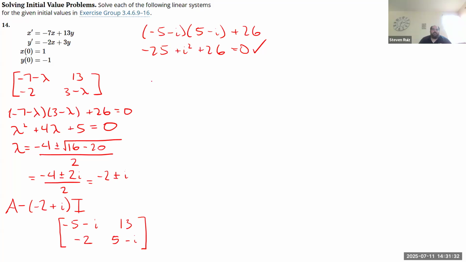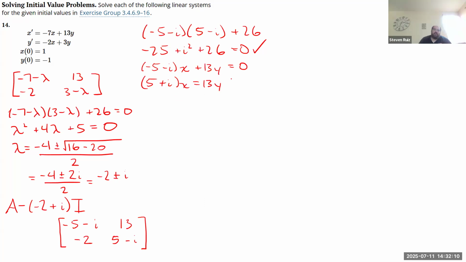We should make an eigenvector out of it. So I will take the bottom row because it has smaller coefficients. So negative 2x. Actually, I take it back. I'm going to take the top row because if I do some moving around of objects, I can get all positive numbers. So minus 5 minus i times x plus 13y equals 0. So then I get 5 plus i times x equals 13y.